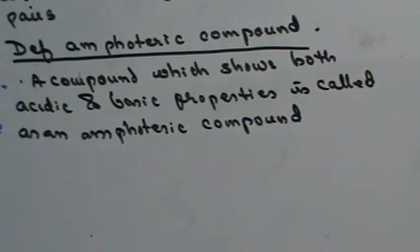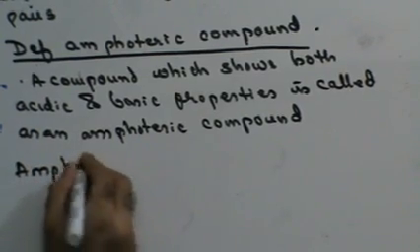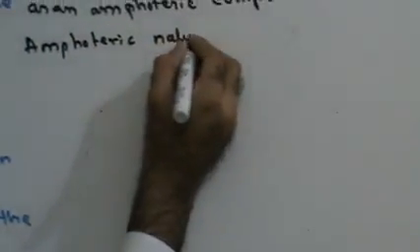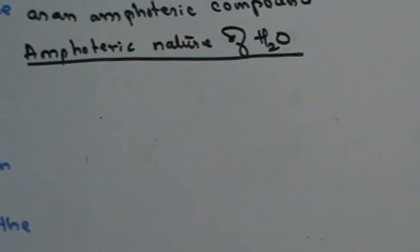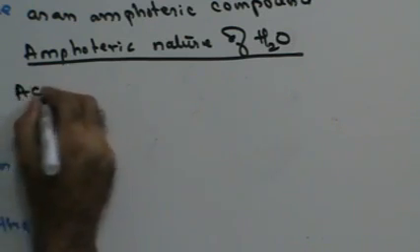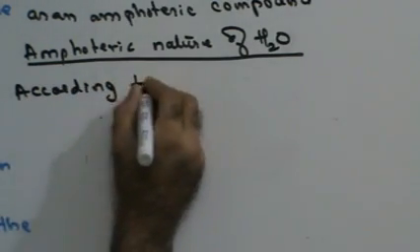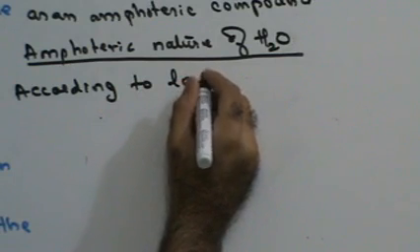Right? Now, Lowry and Brownstein's theory explains the amphoteric nature of water. Let us understand the amphoteric nature of water. According to Lowry and Brownstein's theory, any substance that can donate a proton is an acid and any substance that can accept a proton is a base. Water is capable of both donating a proton as well as accepting a proton. Right? Now, I can write this according to Lowry and Brownstein's theory.